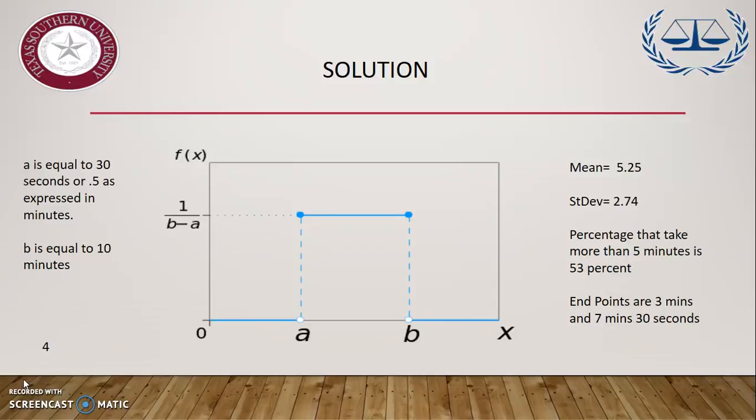So 3 minutes would be the start, and then 7.5 will be the end, and within that distribution, that is 50%. And then there's 5 on the left and 5 on the right. That was the only way that I could figure out how to do the 50%.